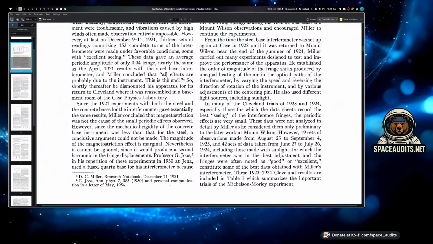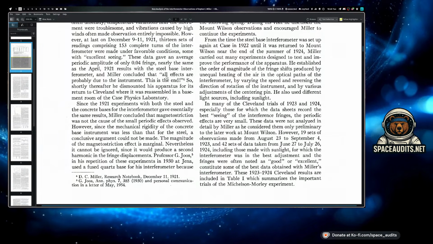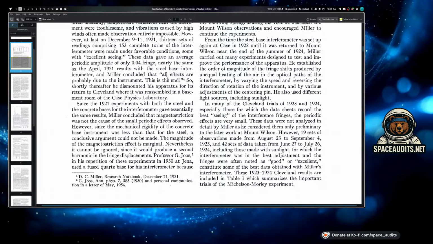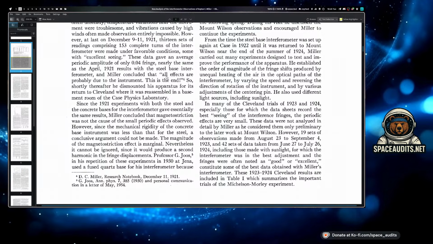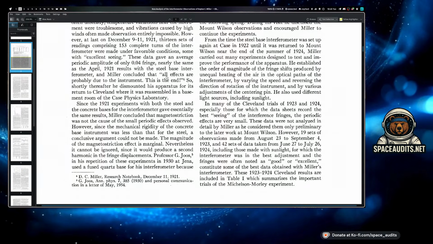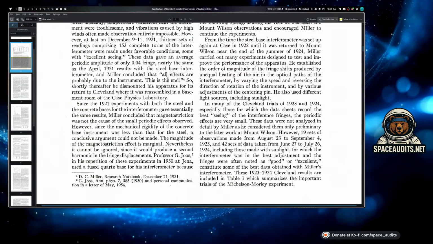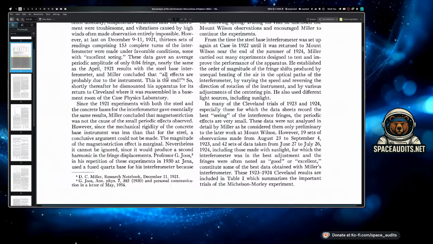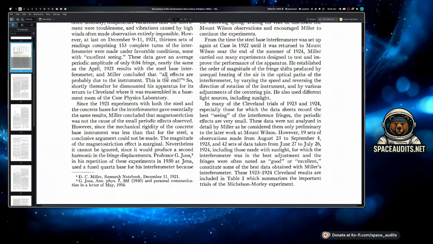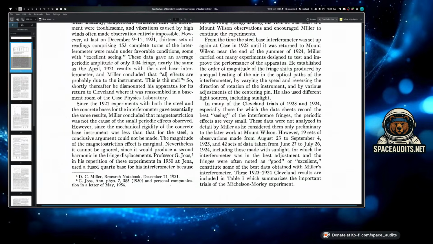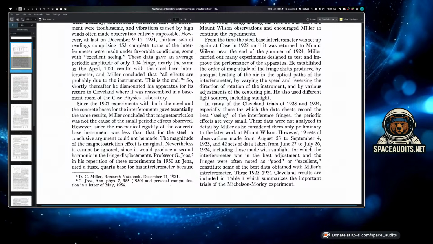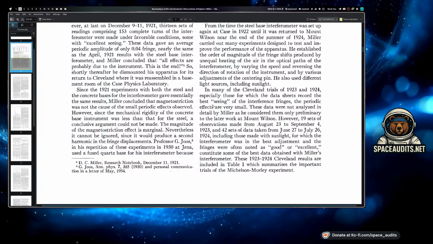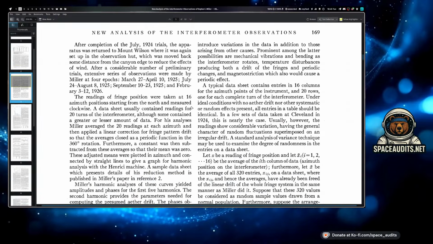for which the interferometer was in the best adjustment and the fringes were often noted as "good" or "excellent," constitute some of the best data obtained by Miller's interferometer. These 1923 and 1924 Cleveland results include a Table 1, which summarizes the important trials of the Michelson-Morley experiment.